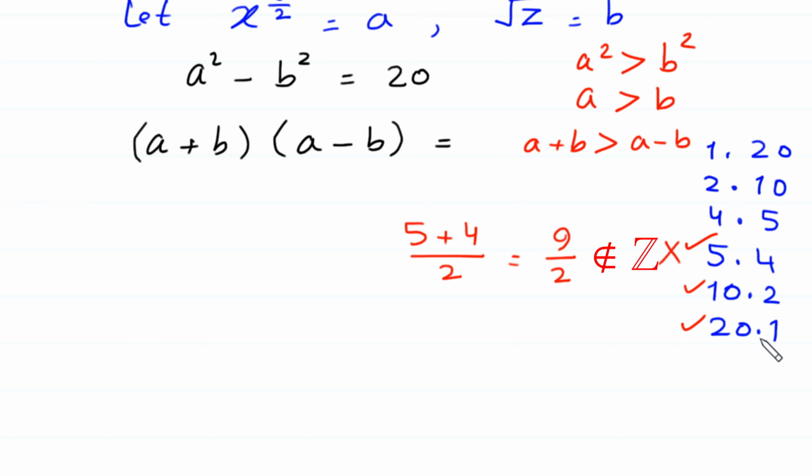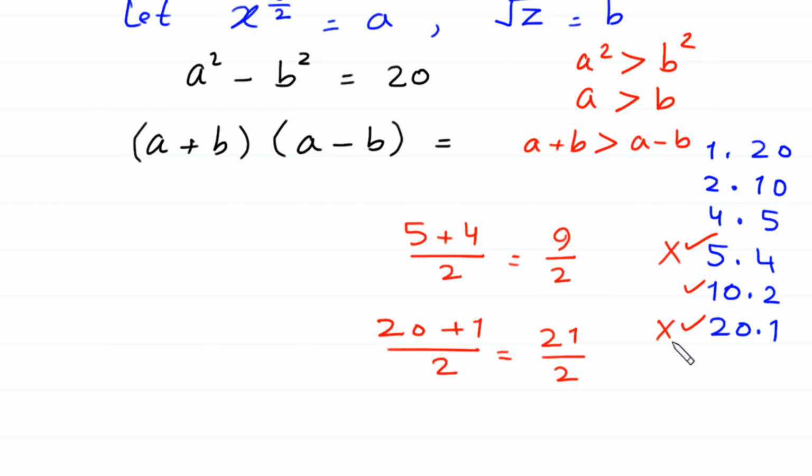And if we add these two factors 20 and 1 and divide by 2, 20 plus 1 divided by 2 is equal to 21 over 2. This number 21 over 2 is not an integer, so no integer solutions can be found from this factor pair 20 times 1, so we reject this also. So the only pair for which we can find integer solutions is this factor pair 10 times 2.